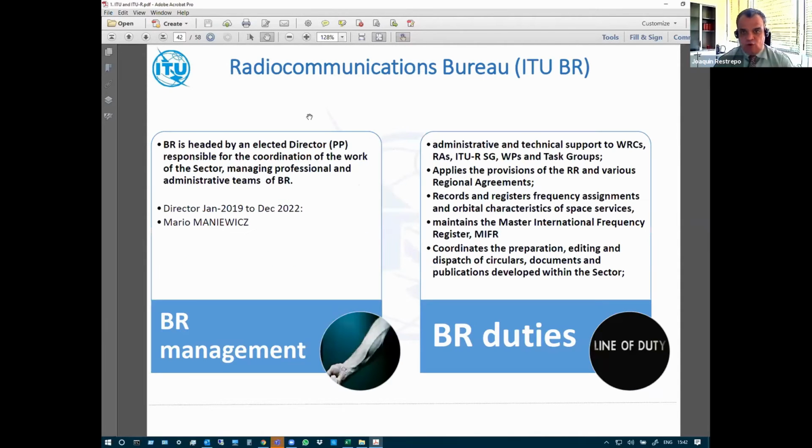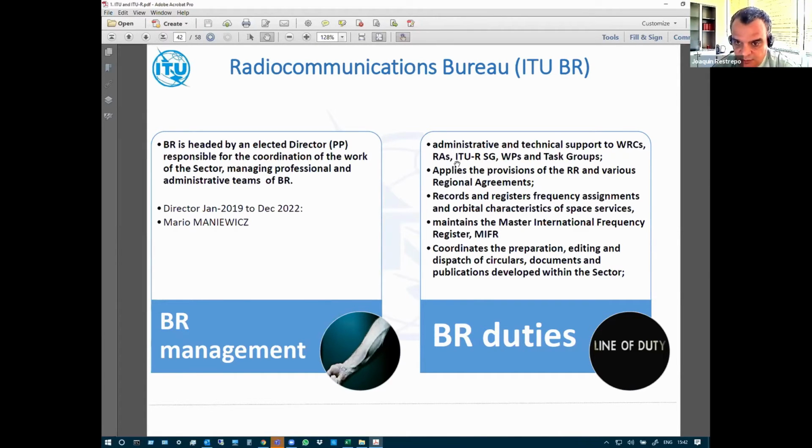And now we have the Radiocommunication Bureau. It's headed by our elected Director, Mr. Mario Maniewicz, in function from January 2019 to December 2022.